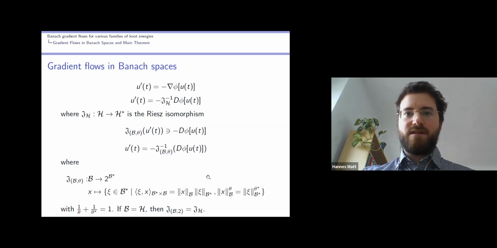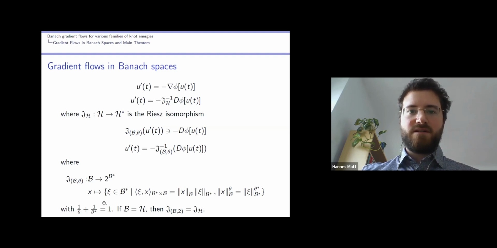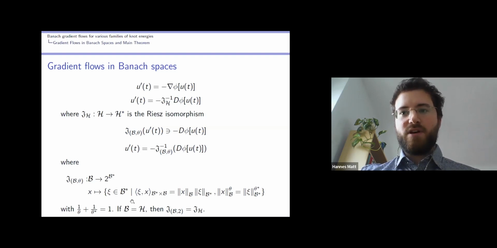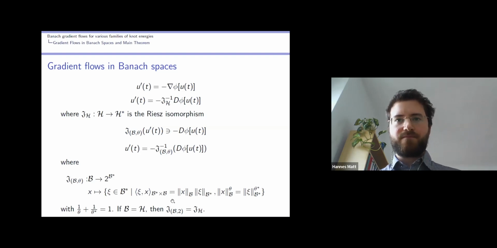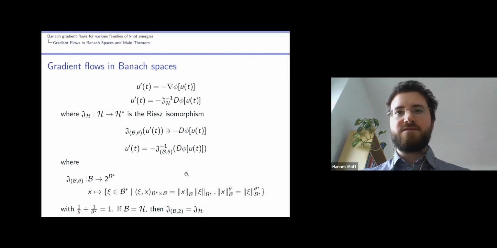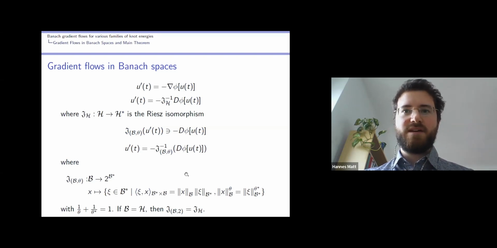And given a weight theta and the conjugate theta star, which satisfies this exponent equality, and in the case where theta equals 2, then the Banach space is in fact a Hilbert space, we obtain back this Riesz isomorphism. So these are the difficulties when talking about gradient flows in Banach spaces.